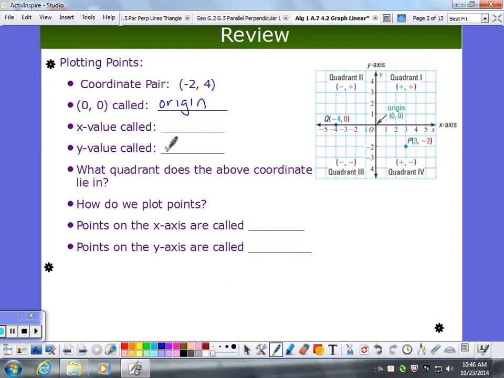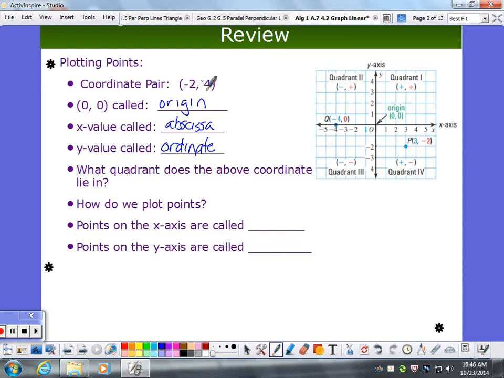An X value, we learned some new fancy name for it. Remember what it is? Not x-intercept, not domain. It's an abscissa. It's kind of like falling into an abyss, or like when your tooth hurts, an abscess. I think that's how you spell it. And do you remember what the Y value was called? An ordinate. Abscissa and ordinate. Those are new names.